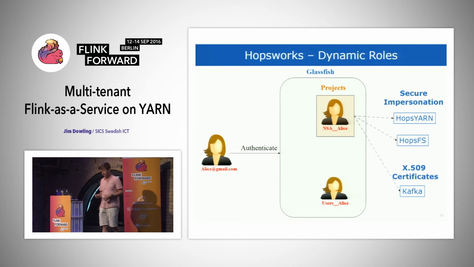Okay, so how we do it, technically, if you're interested, we use secure impersonation. So our web application service, Hopsworks, can launch the jobs as the given user. And for Kafka, we don't have secure impersonation, so we use certificates. So we generate a certificate per user. So Alice will have different certificates for each of these projects she's in.